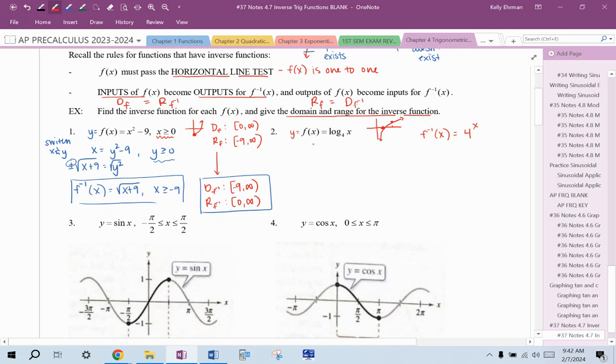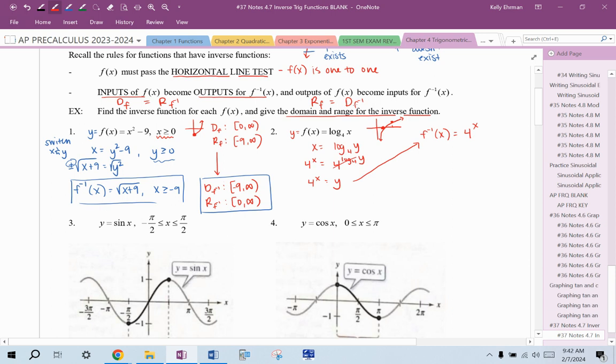Because this is y equals right now, I would switch it to x equals the log base 4 of y. If I want to get rid of a logarithm, I can write both sides as base 4. And the property on the right, 4 to the log base 4, cancels out. So that's another way to get that y equals 4 to the x. So again, f inverse is that.